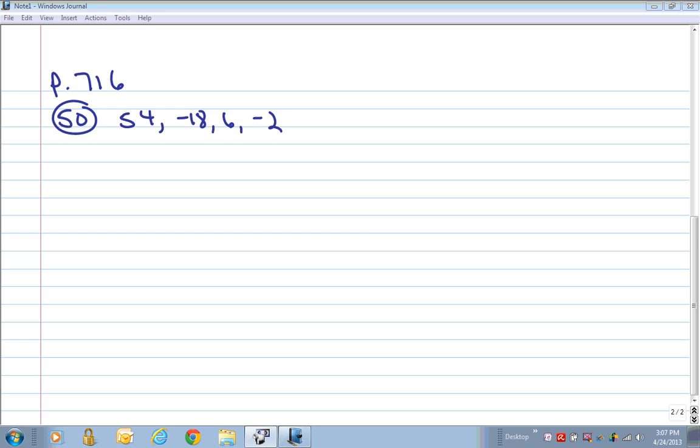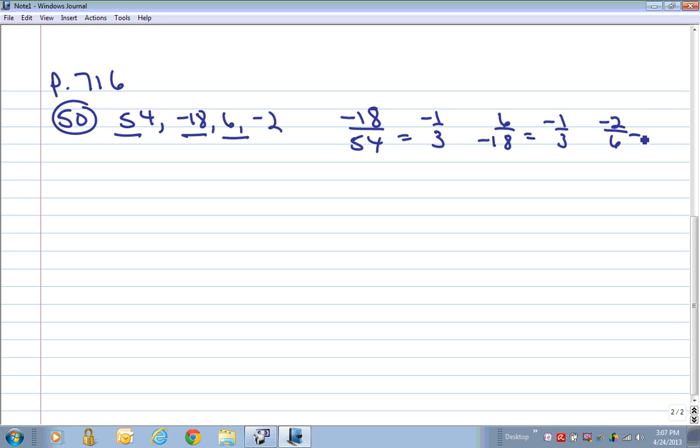Okay, on page 716, problem 50, the first thing we're being asked is, is it geometric or not? To find out if something is geometric, we're going to take our second term, which would be negative 18 in this case, and divide by the first term, which would be 54. And when we do, we're going to get negative 1/3. Then we're going to take the third term, which is 6, and divide by the previous term, which is negative 18. And when we do, we're going to get negative 1/3. Then we take the fourth term, which is negative 2, divide by the previous term, 6, and we get negative 1/3. So notice each time our ratio comes out to be negative 1/3. And because it's the same ratio each time, it is geometric. You could say, yes, it is.